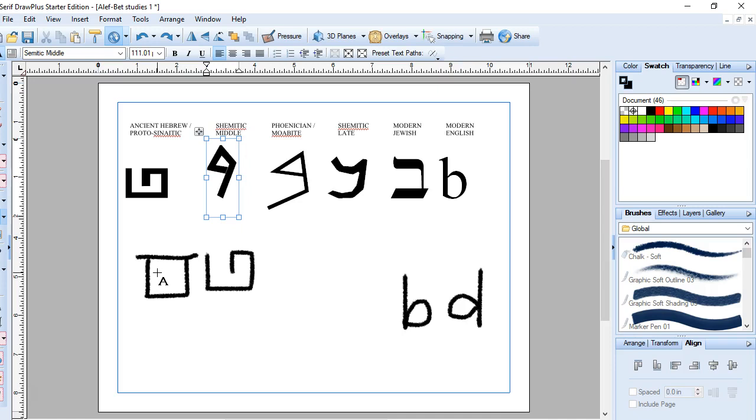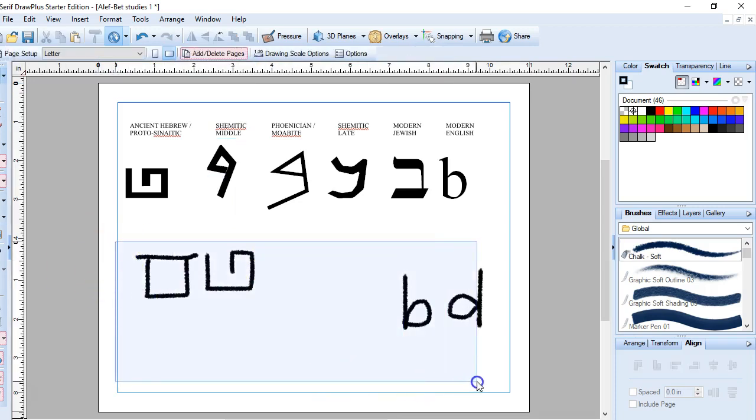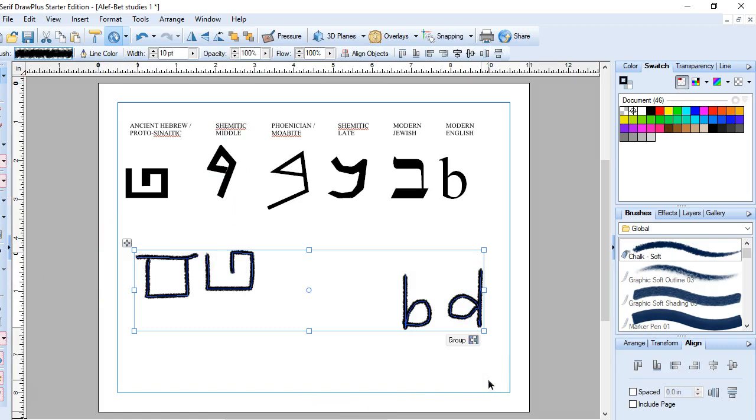So, a few other things I think should be considered when we're talking about B. And I'm going to select these things here so I can get rid of them.